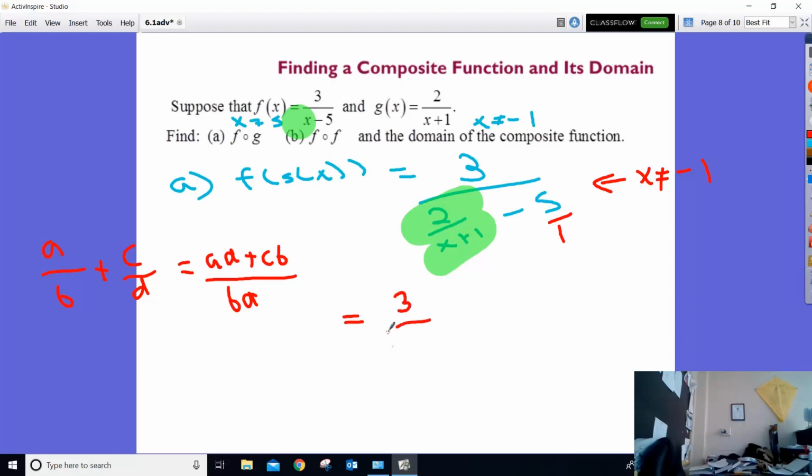2 times 1 is 2. There's a minus because there's a minus. What's that 5 giving? x plus 1. And the unified denominator is the product of x plus 1 and 1, which is x plus 1.